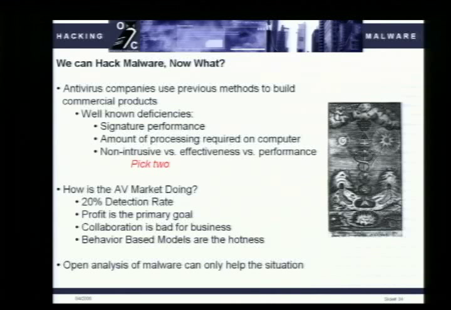There's the signature performance, the amount of processing required on the computer, and they're intrusive, not very effective, and the performance isn't all that great. So, personally, I don't run AV protection because it gets in the way of other stuff I want to do. So how is the AV market doing? There was a recent article that came out from OSCERT saying that there's a 20% detection rate. And looking at our database, we roughly confirm this using very unscientific methods.